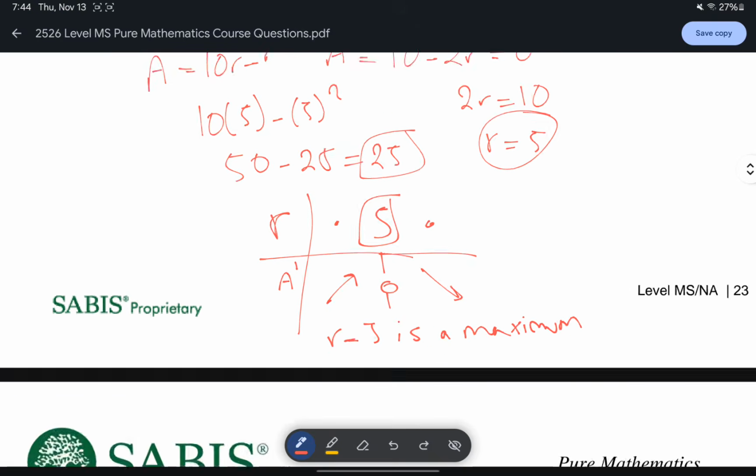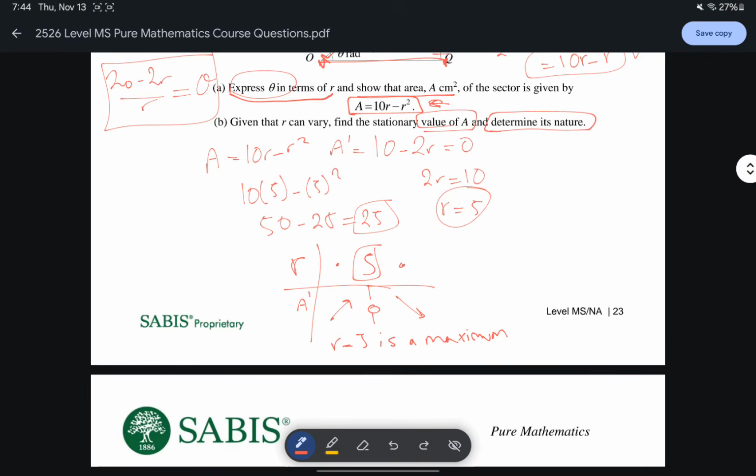So there you go, that means you determined its nature. So that's the answer to your question. It's maximum, and the value of A is 25.